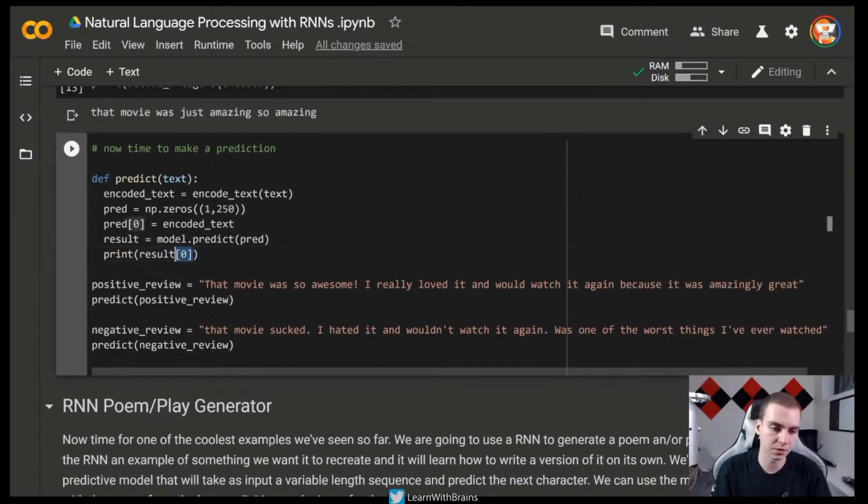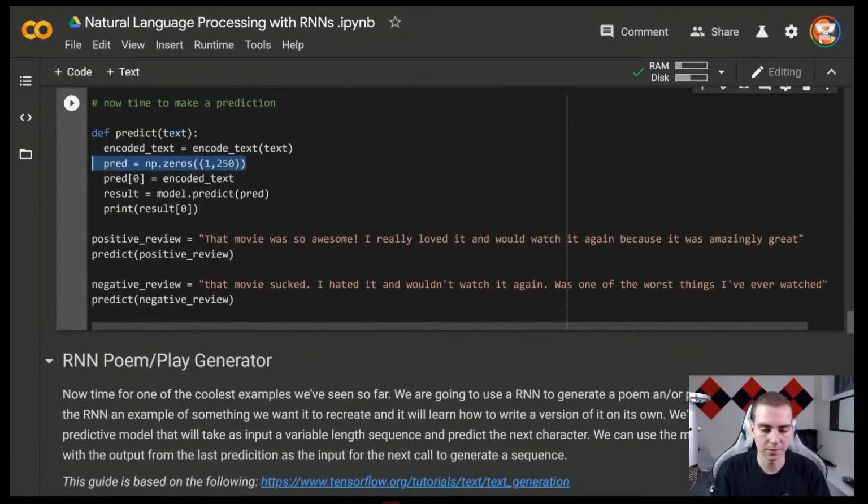The reason we're doing result 0 is because, again, the model is optimized to predict on multiple things, which means I would have to pass a list of encoded text, which is kind of what I've done with this prediction line here. It's going to return an array of arrays. So if I want the first prediction, I need to index 0, because that will give me the prediction for our first and only entry. All right, so I hope that makes sense.